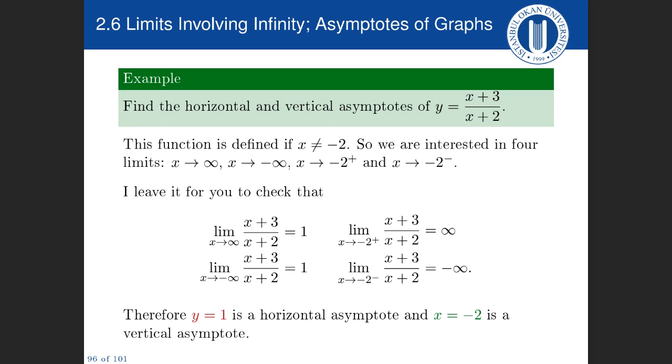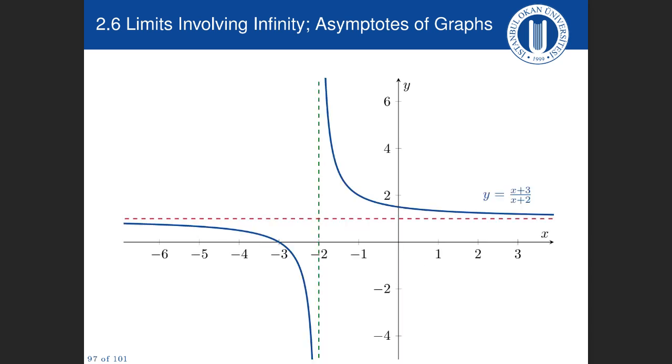And I can show you a graph of this function. This is the graph of y is equal to x plus 3 divided by x plus 2. We can see that y equal to 1 is a horizontal asymptote, and we can see that x is equal to minus 2 is a vertical asymptote.